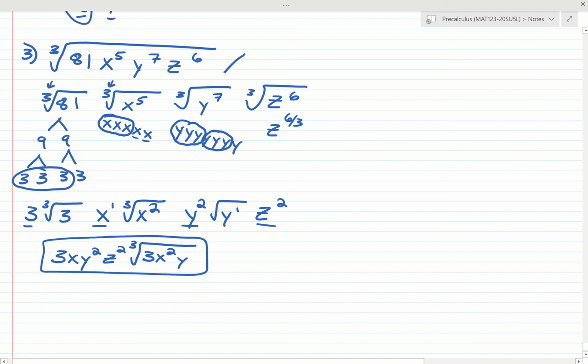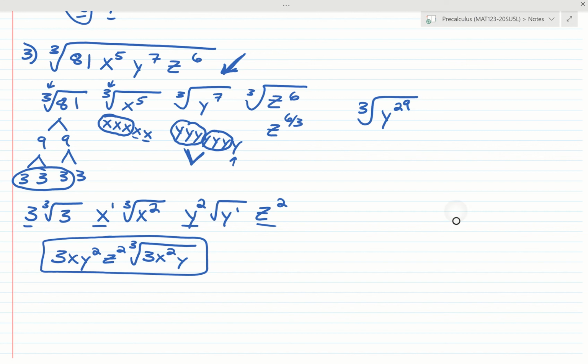Now what if I asked you, instead of doing the cubed root of y to the 7th, what if I asked you what's the cubed root of y to the 29th or something? You don't want to write out y 29 times. That would be kind of annoying, right? So think about what we did over here. How many times does 3 go into 7? 2, right? With a remainder of 1. Well, how many times does 3 go into 29?